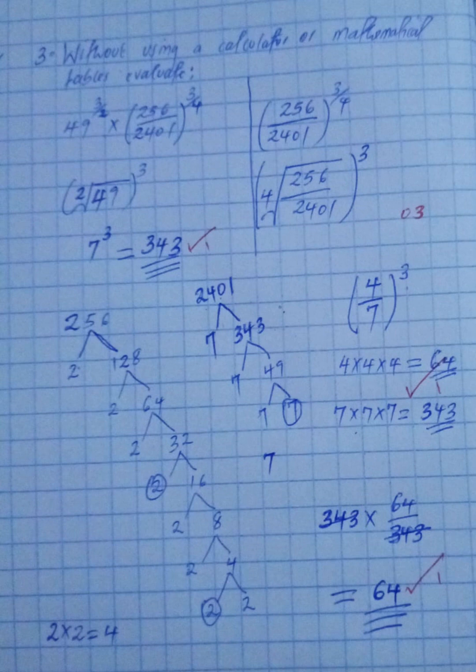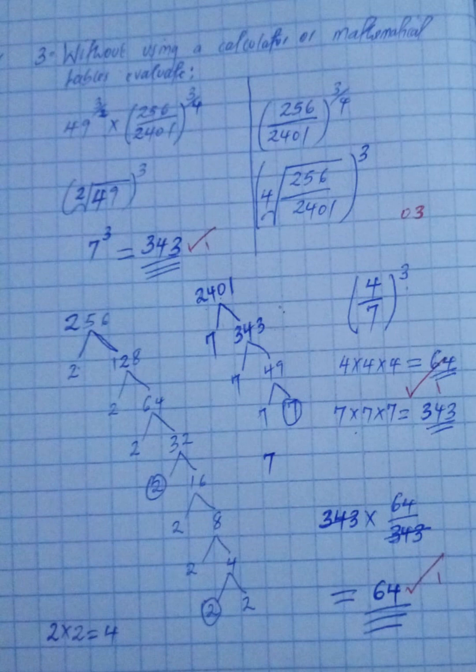So 256, I begin by looking at the divisibility test, where the last number is an even number, so it means that it is divisible by 2. Divided by 2, I'll have 128. 128 divided by 2, I'll have 64. 64 divided by 2, I'll have 32. 32 divided by 2, I'll have 16. 16 divided by 2, I'll have 8. 8 divided by 2, I'll have 4. Then 4 divided by 2, I'll have 2.